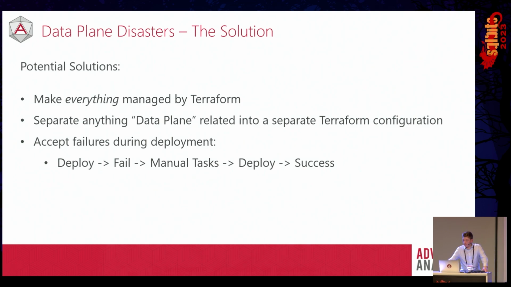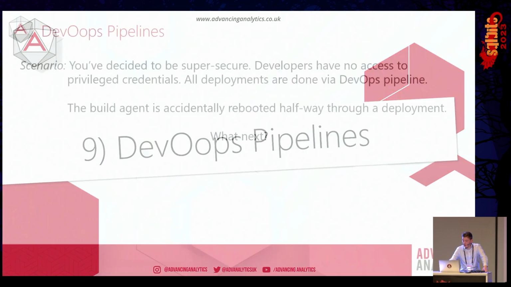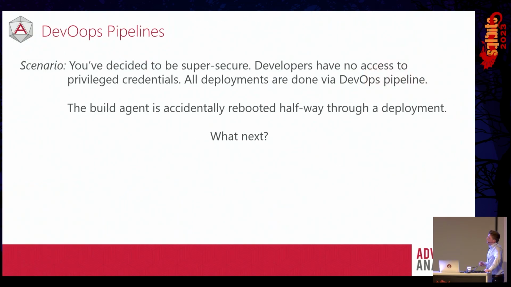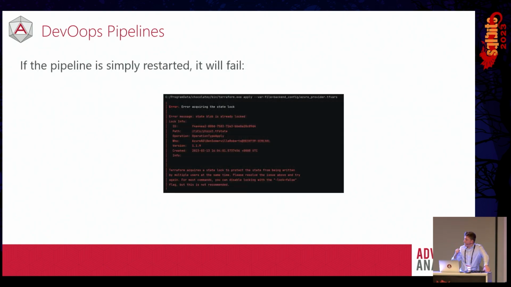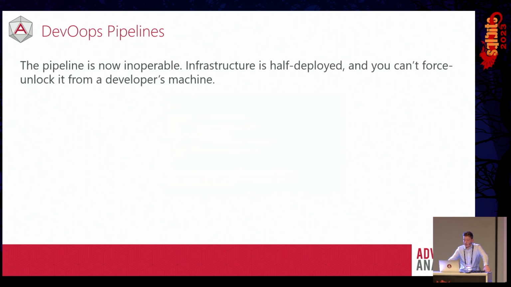Moving quickly on, DevOps pipelines. Proud of this one. So you've decided to be super secure, developers have no access, and all your deployments go through DevOps. The build agent gets rebooted halfway through. What happens? Well, if you restart the pipeline, it's going to fail because the state file has been locked, and the pipeline is now inoperable. The infrastructure is half deployed.